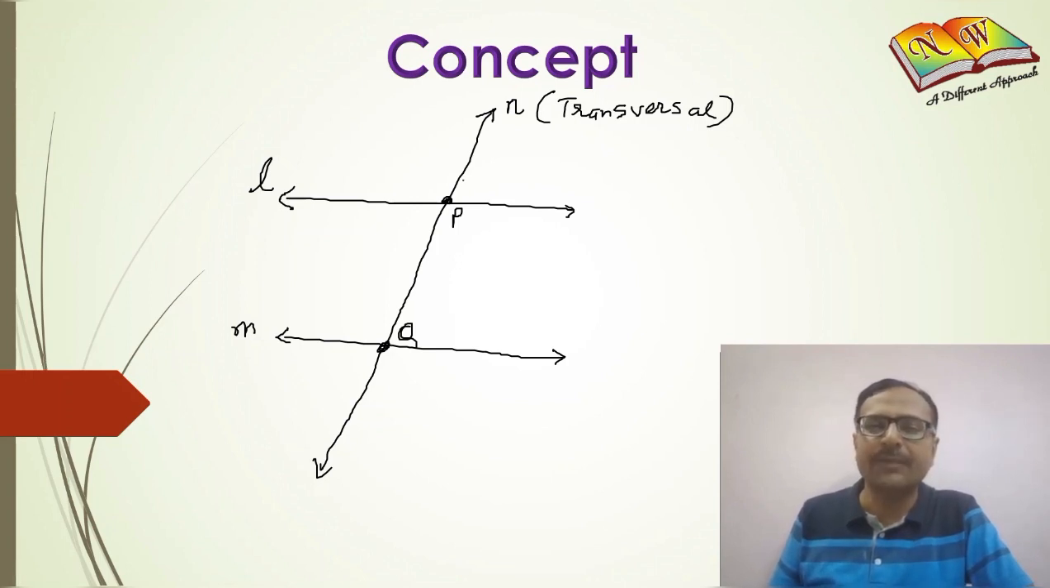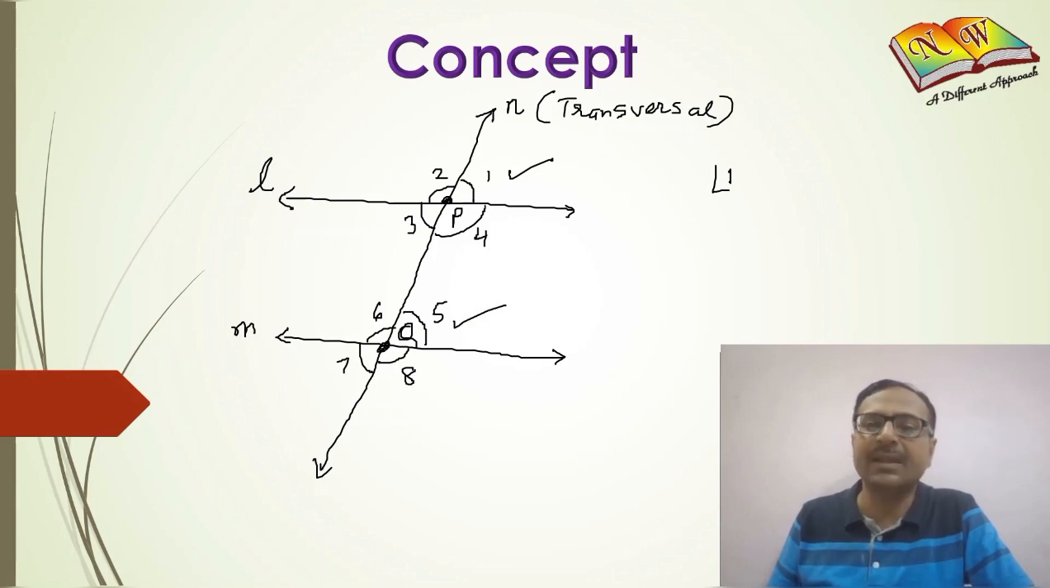At P, there are 4 angles which are formed, and I'm labeling them as angle 1, 2, 3 and 4 like this. And at point Q, we have 4 more angles: angle 5, angle 6, angle 7 and angle 8. So 8 angles are formed. Out of this, in the upper bunch, if you take angle 1, corresponding to angle 1 in the lower bunch, angle 5 is marked, and therefore angle 1 and angle 5 are equal and they are known as corresponding angles.